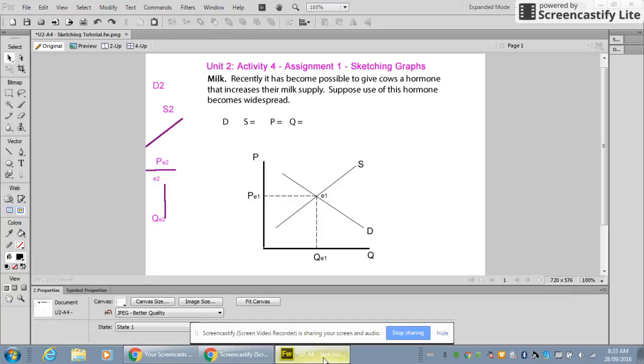Morning, class. This morning we're going to take a look at Unit 2, Activity 4, Assignment 1, Sketching Graphs. I just want to make sure that you are on the right track and sketching the graphs correctly.